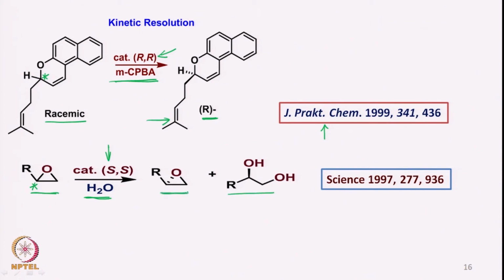So, the rate of opening of the epoxide is different for the two enantiomers of the same epoxide. As a result, you can get this epoxide here, or you can get the diol having a hydroxy group here, which is determined from the epoxide that has been utilized for this purpose, and this was published in 1997 in Science.